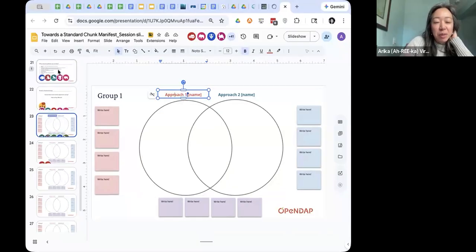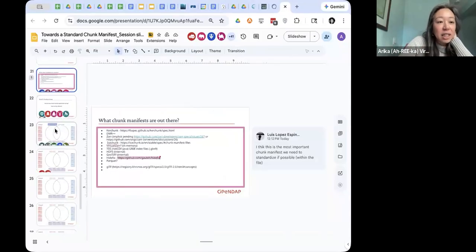So just try to see if you can pick two that seem different from what other groups are doing, or whatever you have the expertise in your group to do. You can replace this name here with a name like Zarr, for example. You can put a name here as well. You want to compare, say, Kerchunk.